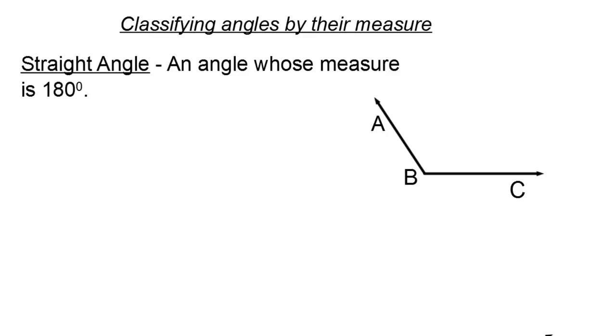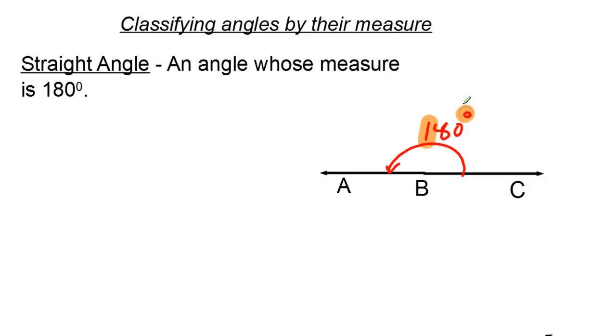Okay, and the last type of angle is called a straight angle. It's called a straight angle because the shape of it forms a line, all right? So a straight angle has to look like this, where we flatten out and we just go straight like that, okay? This straight angle has to have a measure of 180 degrees all the way from here to here. No more, no less.